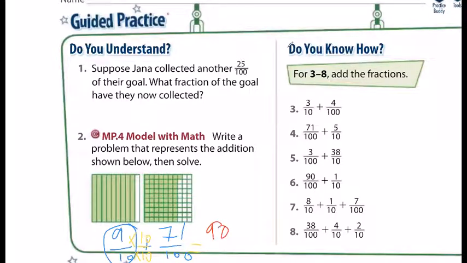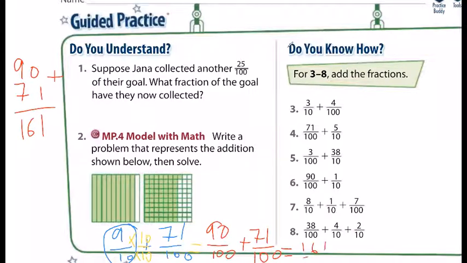90 over 100 plus 71 over 100. 90 plus 71, let's add them here. 0 plus 1 equals 1. 9 plus 7 equals 16. So 161 over 100.